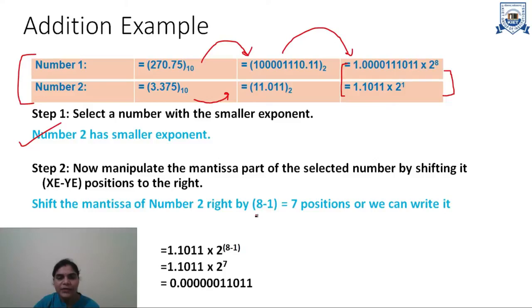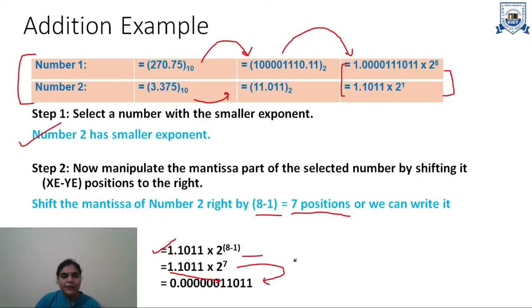8 minus 1 equals 7 positions. So we will shift the mantissa part of the smaller number by 7 positions to the right. The smaller number will be this, and we will simplify the number as. So as you can see, the mantissa part has been shifted to the right by 7 positions.